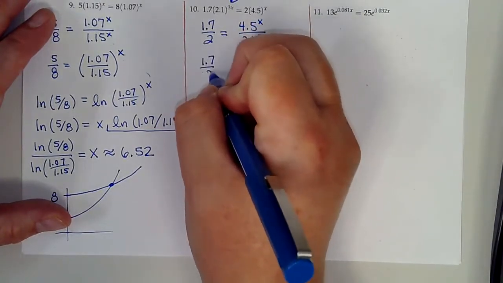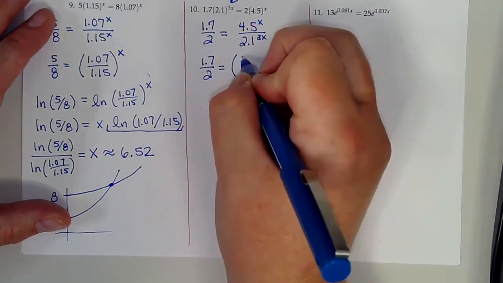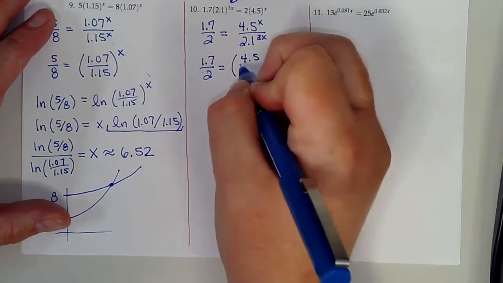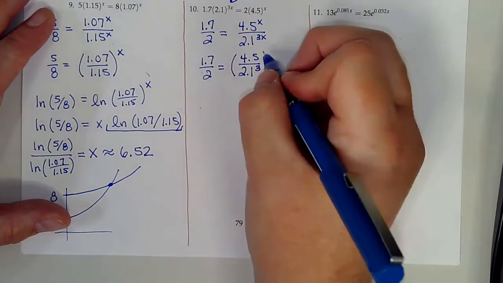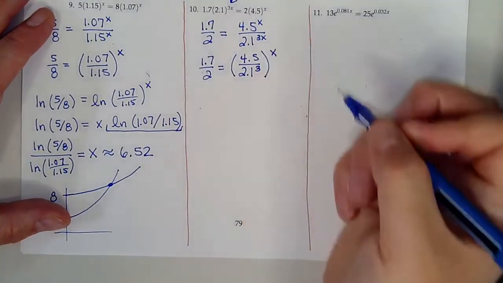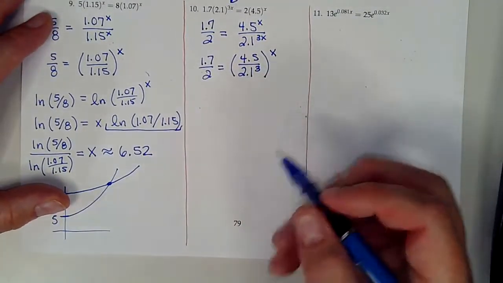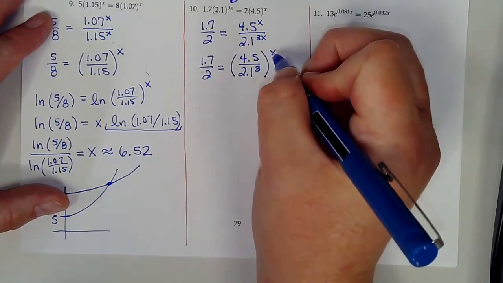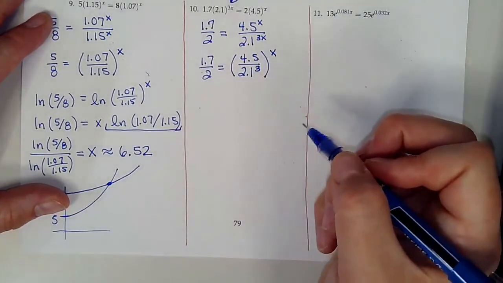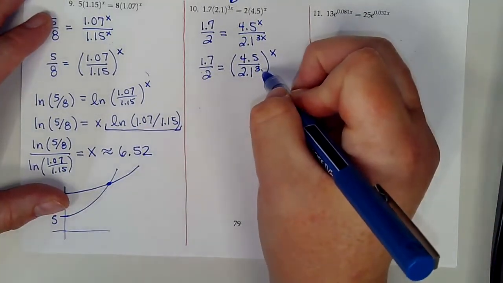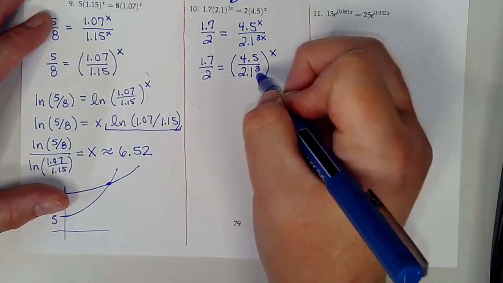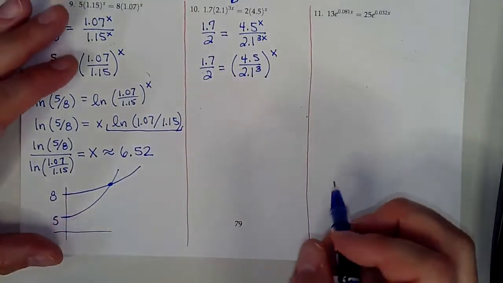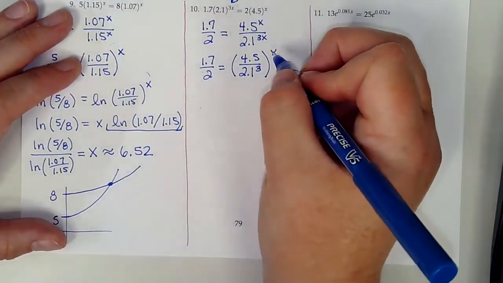So I have 1.7 over 2 is equal to (4.5 over 2.1 cubed), and that whole thing is raised to the x. If I were going to undo this, I would distribute that x back out. So I get 4.5 to the x, and then that x would partner up with this 3. So I get 2.1 to the 3 times x, or 3x. Okay, I have a single x up in the exponent.